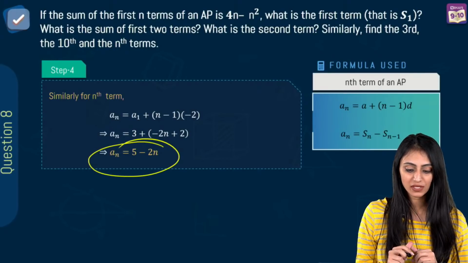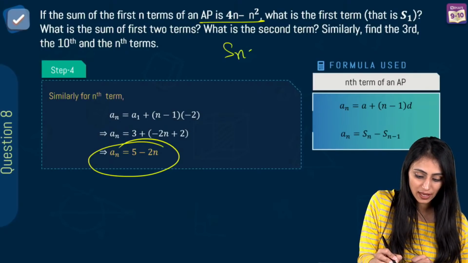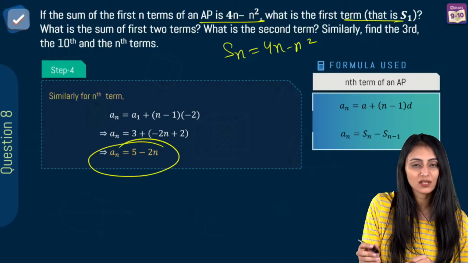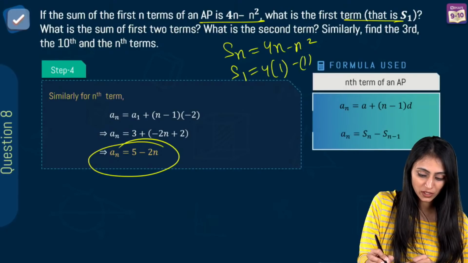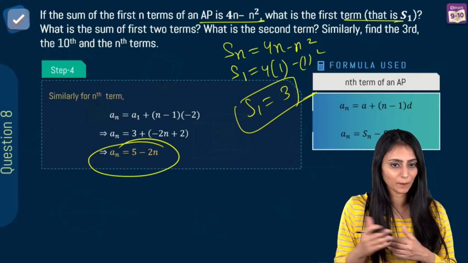Somebody was asking for the first step. First step is basically the sum of first n terms that is given in the question. Sn is 4n minus n square, right? What is the first term, or S1? Just put 1 here, right? You put 1 here, you will get the value 4 minus 1, that's 3. S1, A1, same thing.